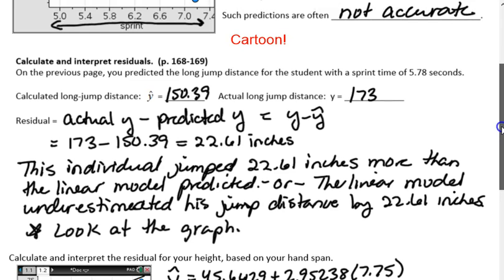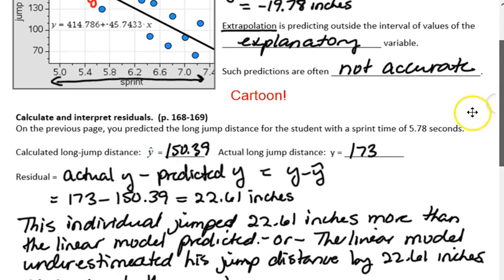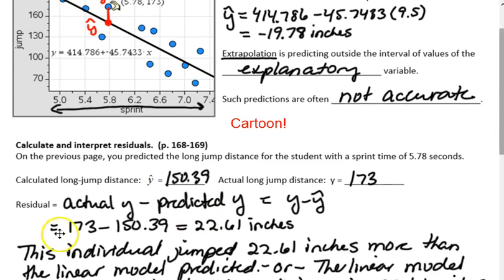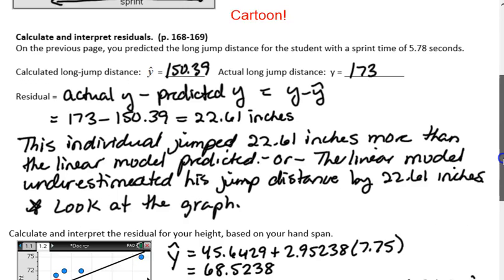My caution for you when interpreting a residual is to look at the graph. It is clear from the graph that the person jumped higher than the line predicted. But sometimes when you're only looking at the number, you forget whether the point was above or below the line, and sometimes people accidentally subtract the wrong direction and then misinterpret the residual. So make sure to always look at the graph so that you don't make that careless mistake.